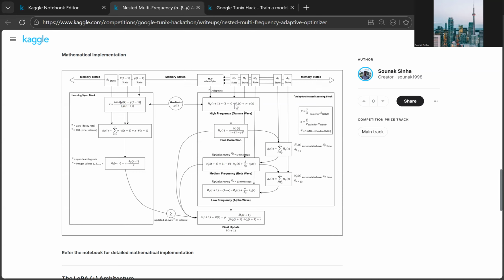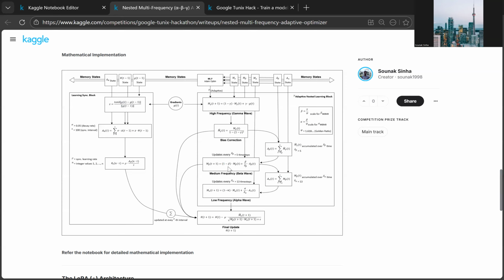So basically all of these are implemented in a hierarchical manner, and the output from the gamma wave is accumulated in a memory state for subsequent delta beta timestamps, which is 5 in this case. So after 5 iterations, this accumulated memory is then updated as the beta wave update. And then similarly, hierarchically, it follows the same principles.